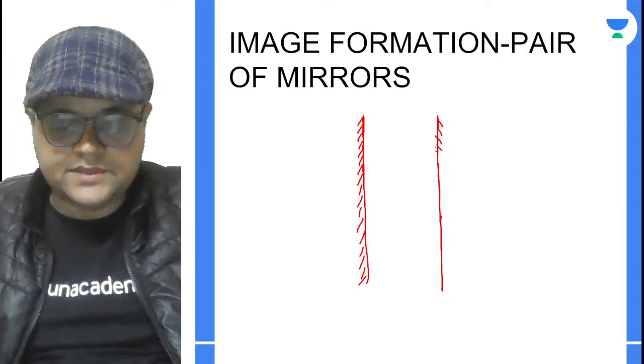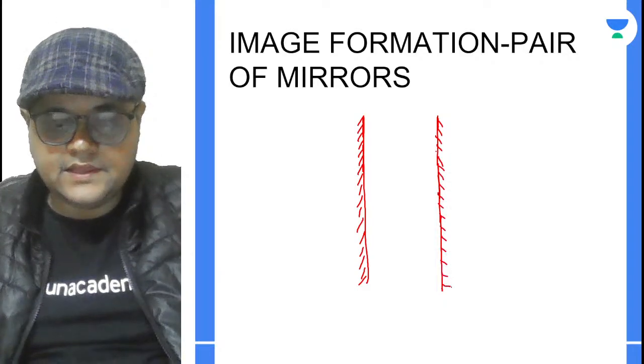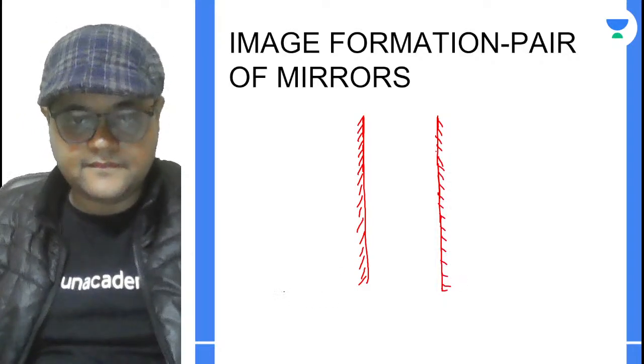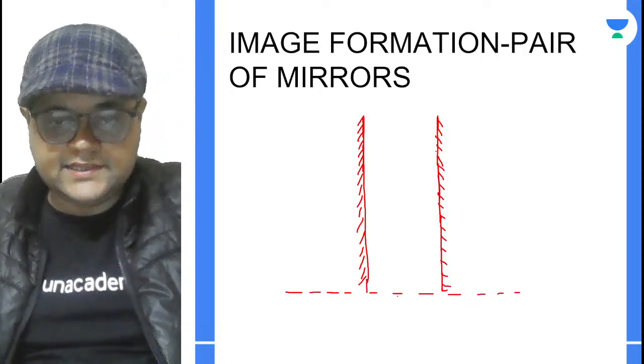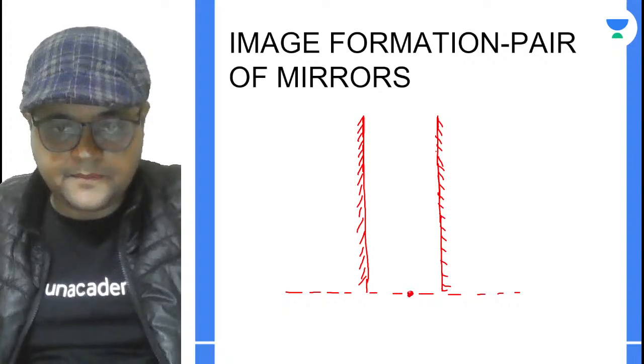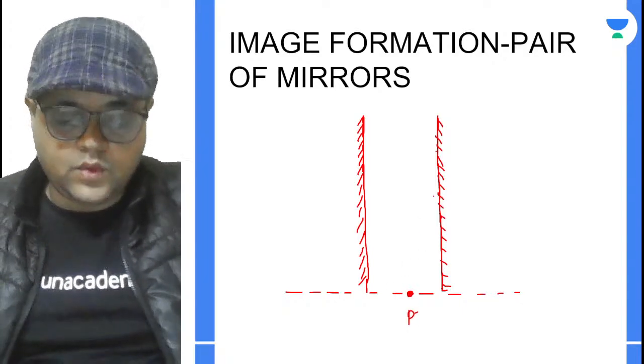Just see how the images are formed. These are 2 plane mirrors. Okay, it's very interesting. Let us suppose this is the object. This is the object P. Okay, now what will happen?